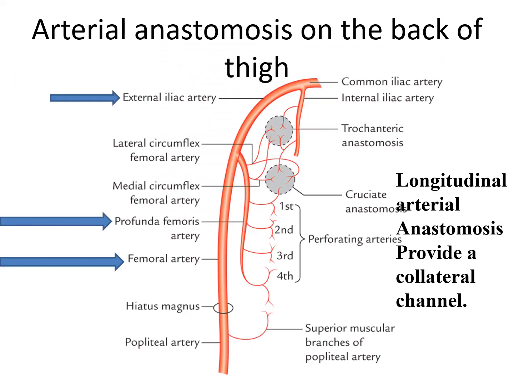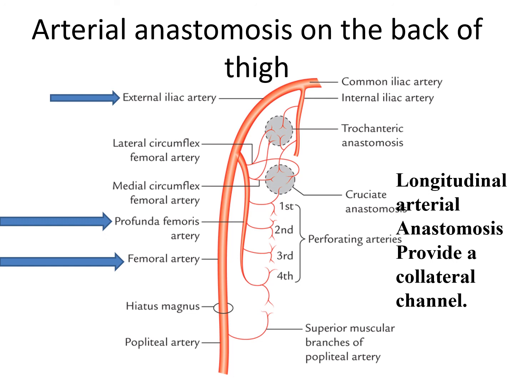Now the arterial anastomosis on the back of the thigh, mainly from the perforating branches of the profunda femoris artery. You already know the common iliac artery, the terminal branch of the abdominal aorta. It divides into the external iliac and internal iliac arteries. The external iliac artery, just below the inguinal ligament, continues as the femoral artery.